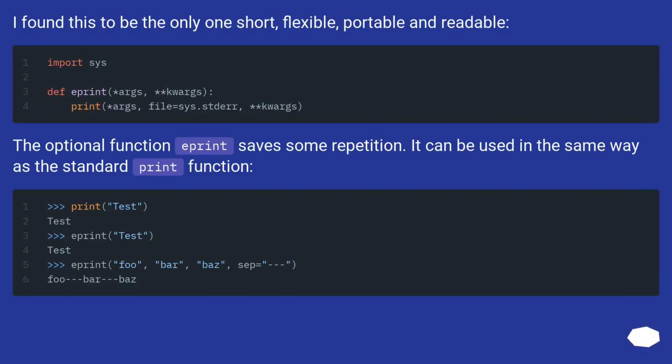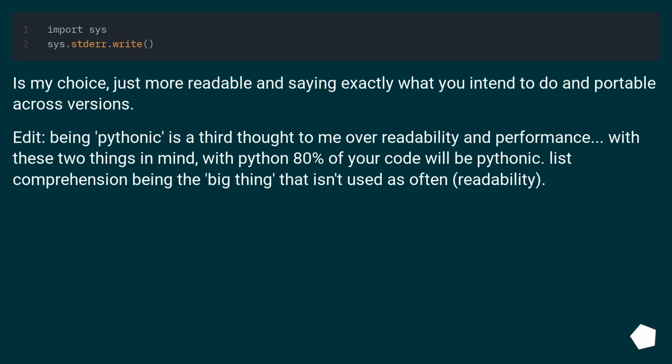I found this to be the only one short, flexible, portable and readable. The optional file function of print saves some repetition. It can be used in the same way as the standard print function. Is my choice just more readable and saying exactly what you intend to do, and portable across versions?